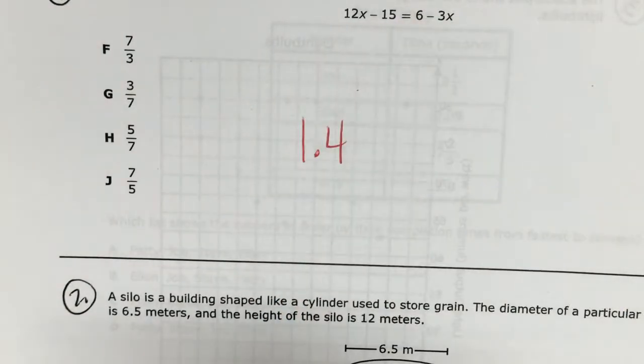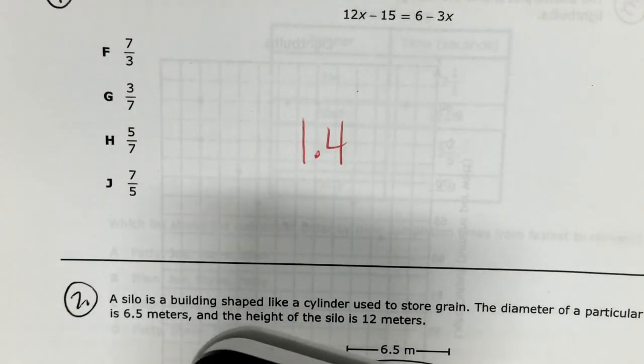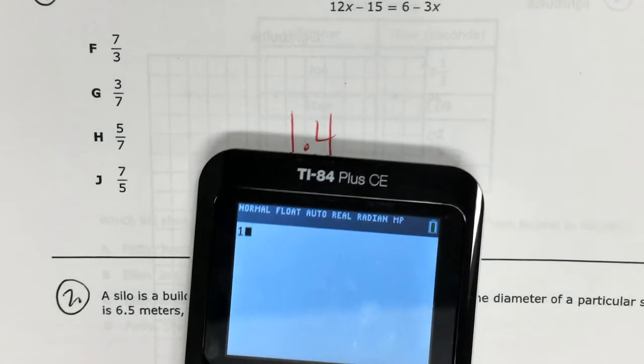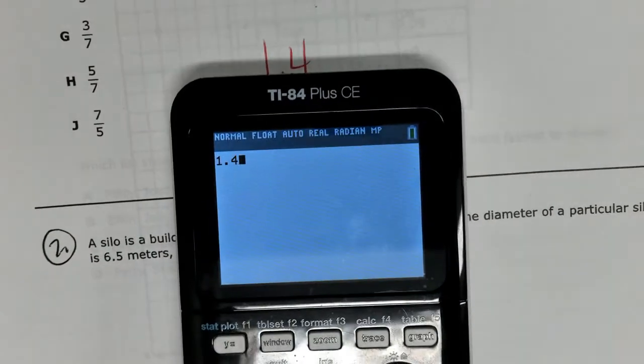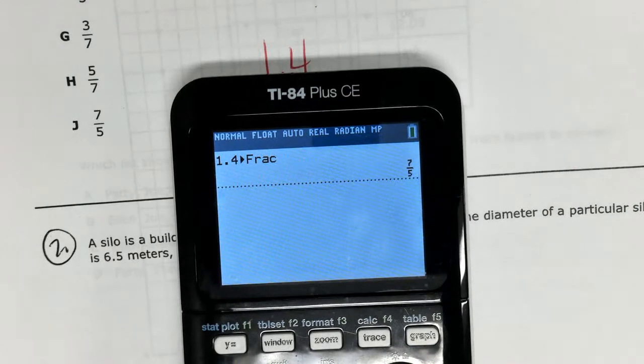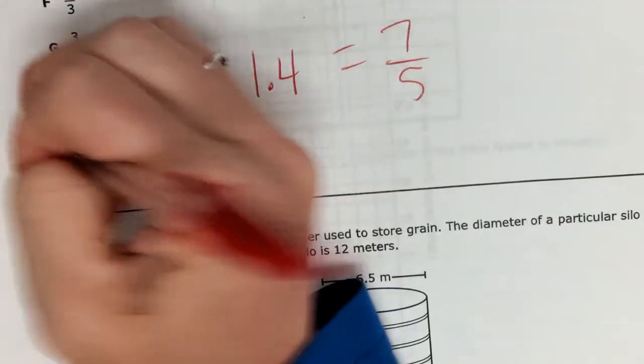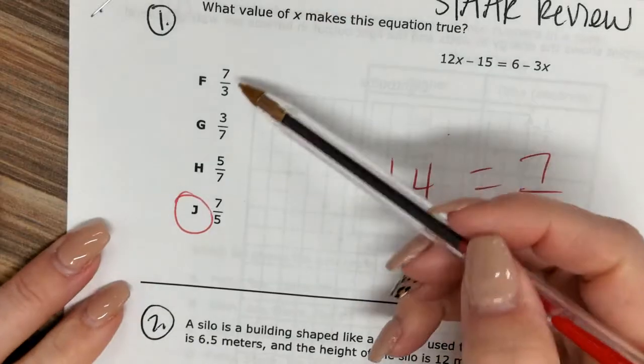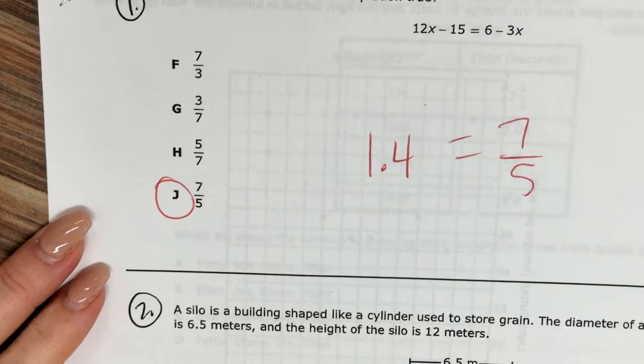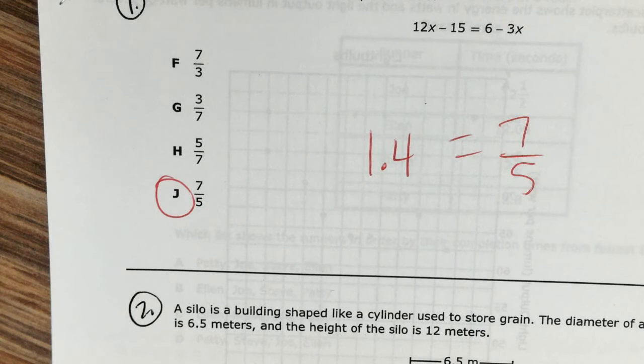But their answers were fractions. So I have two choices. I can try to put 1.4 in my calculator and hit math, fraction, enter, and see if that matches, which is 7/5, and it did. Or could I have gone and changed each of these to decimals? So either way, just know that you can always match your answers just by changing one of them, okay?